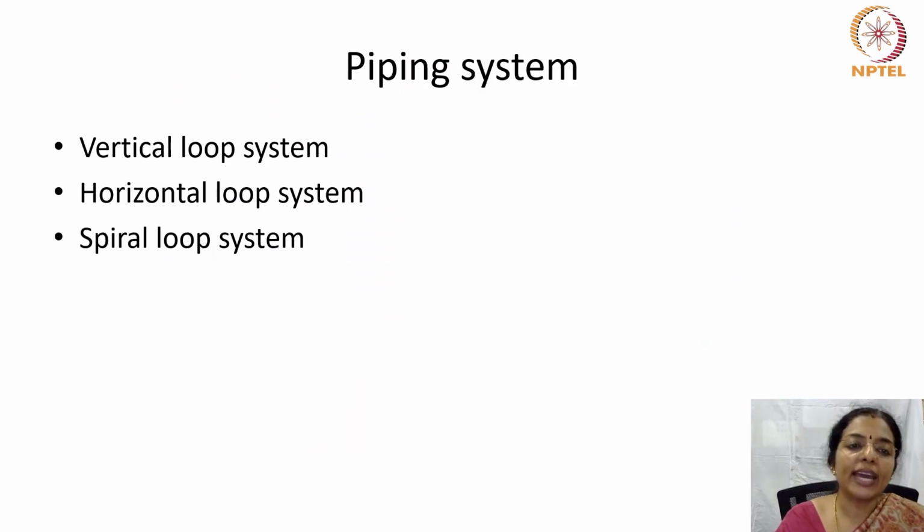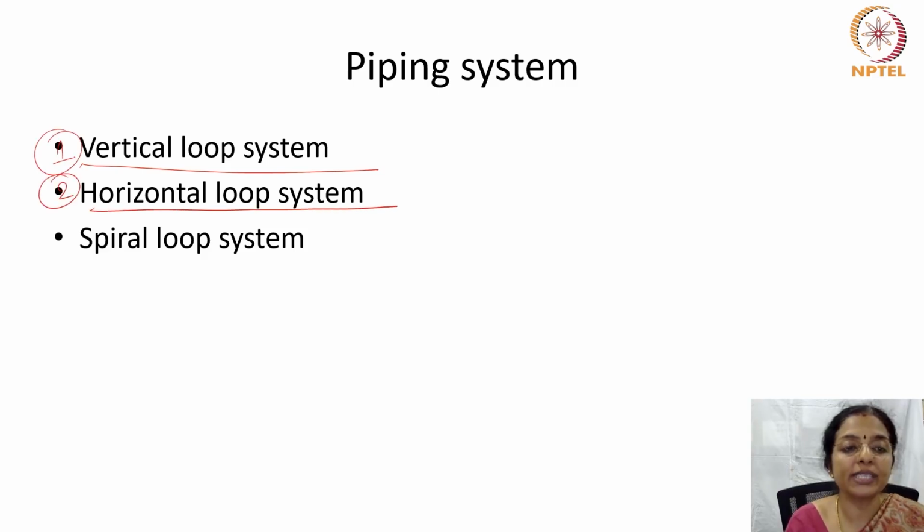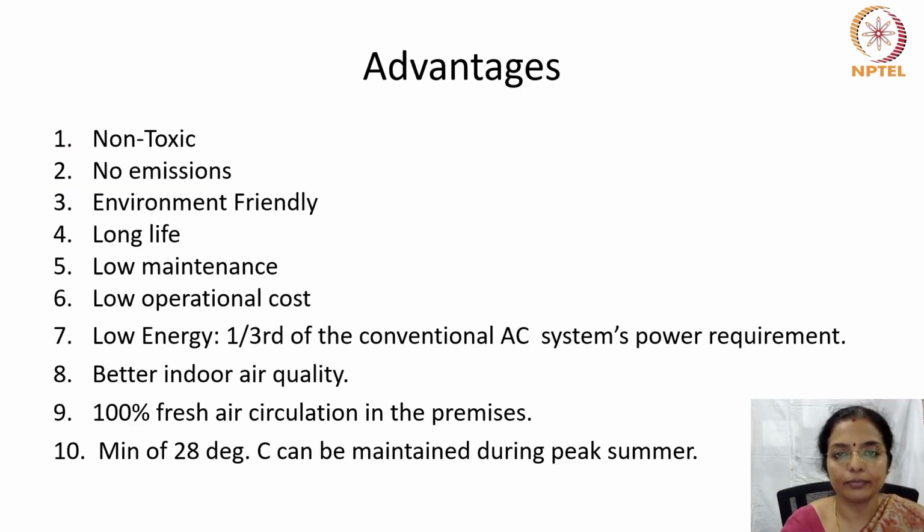So various piping systems can be there. We can have a vertical loop system, a horizontal loop system, or a spiral loop system. Let us look at the advantages of earth-air tunnels.